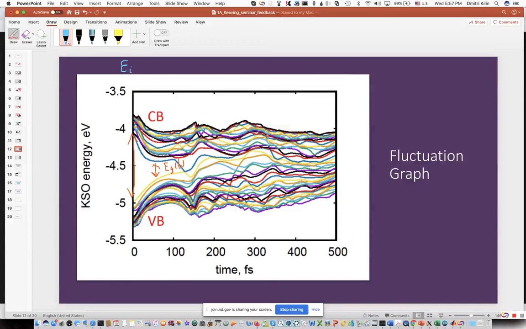So next slide. Would you agree that what is shown is the energy of several quantum orbitals as a function of time? Yeah. You may explain it maybe just as text, because a fluctuation graph is not as common a notation. You may just give a little bit more detailed explanation of what is shown. Okay.